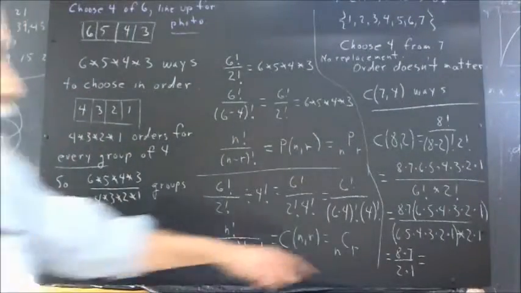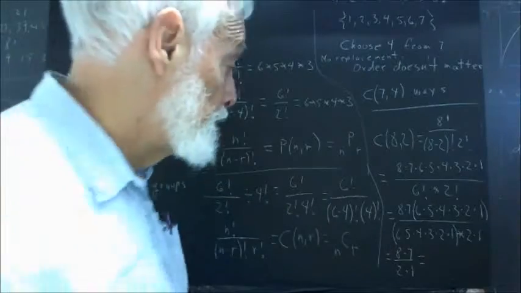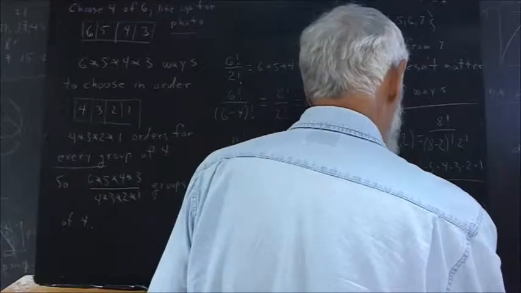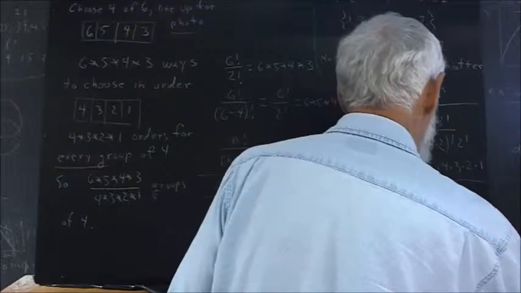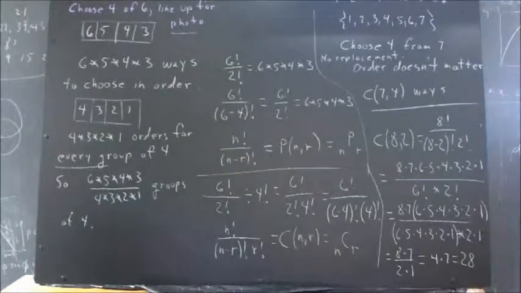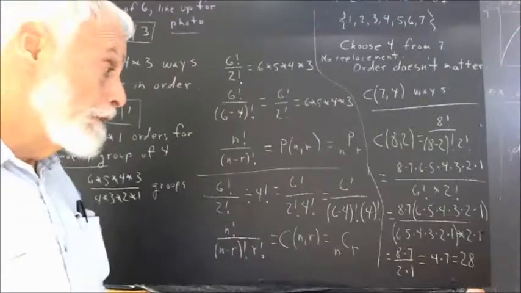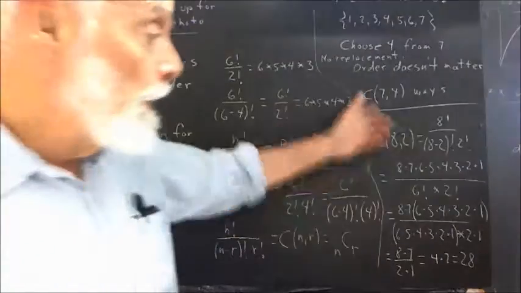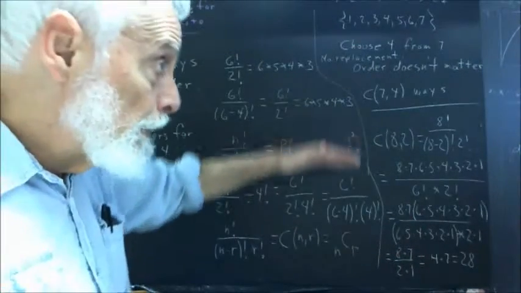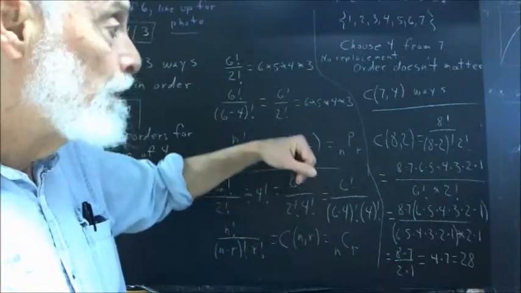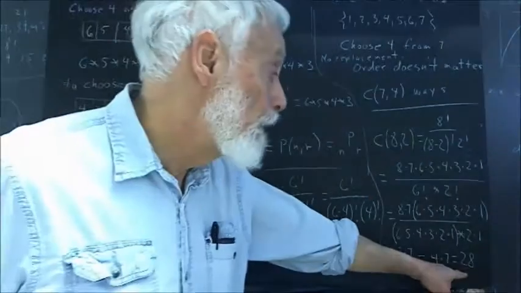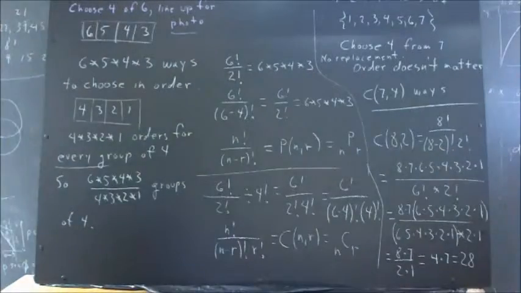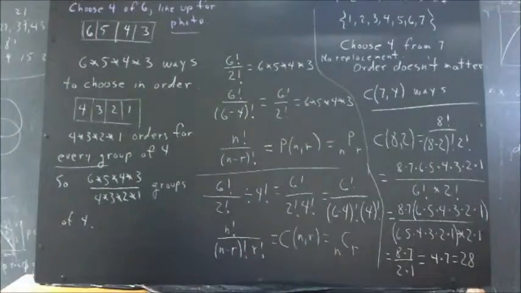Okay. Well, 2 goes into 8 4 times. So that could be written as just 4 times 7, which is 28. And I'll comment that if you've seen Pascal's triangle, you will know that this is going to be the number that appears in the n equals 8 row in the r equals 2 position. You're going to have that number 28.